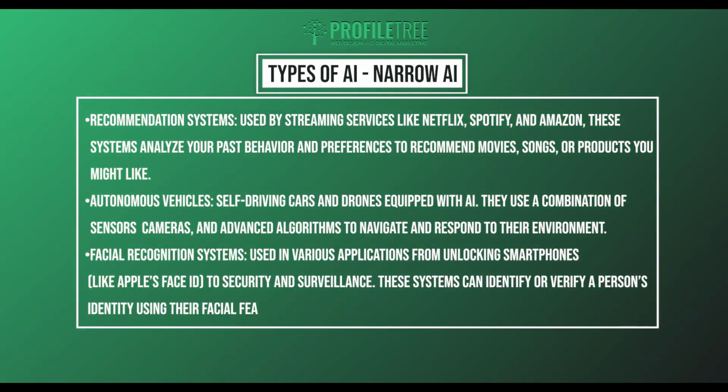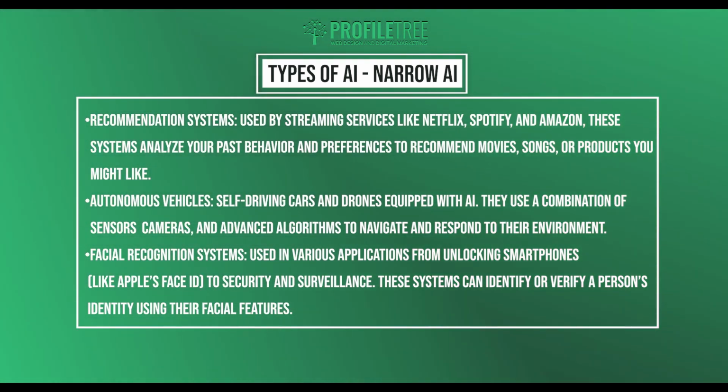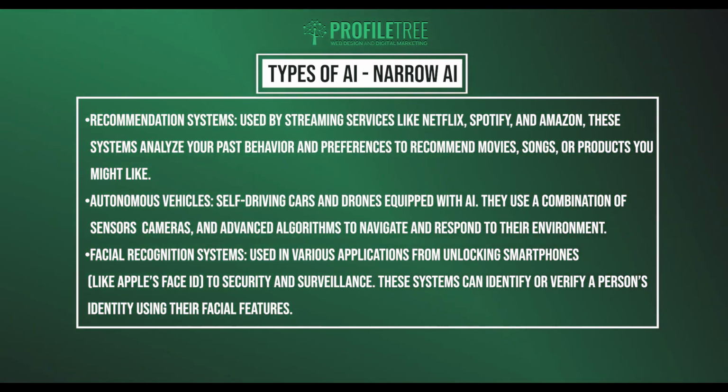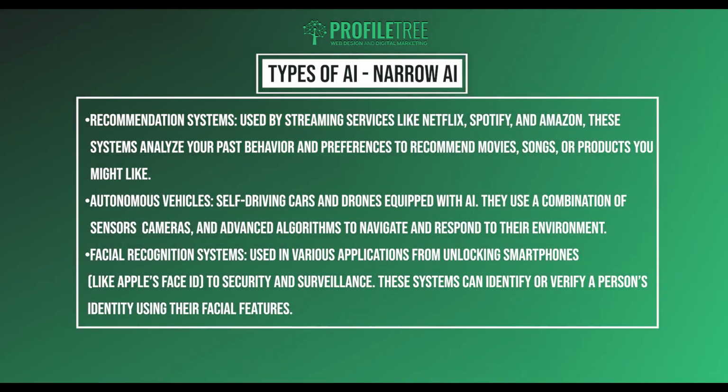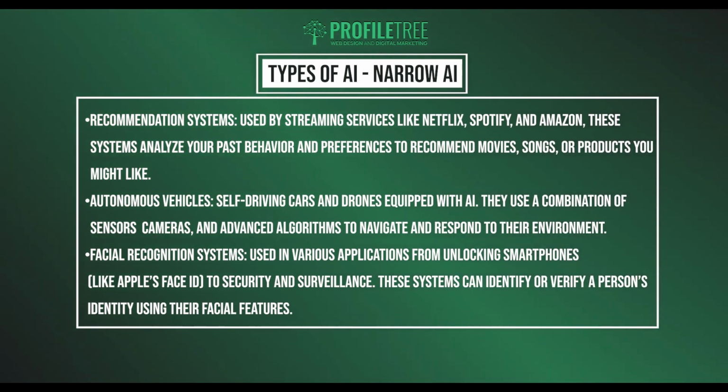Now, next is the recommendation systems. These are used by streaming services like Netflix, Spotify, and Amazon. These systems analyze your past behavior and preferences to recommend movies, songs, or products that you may like.